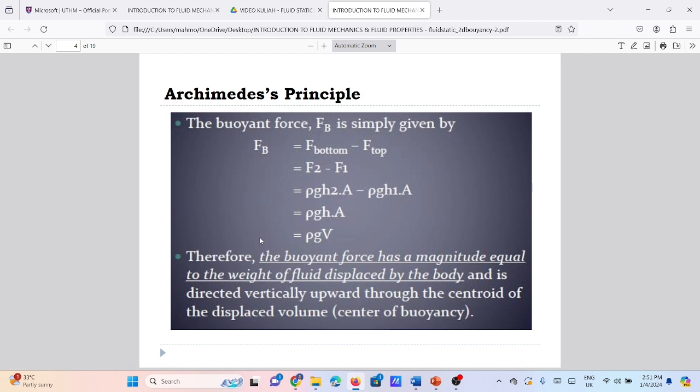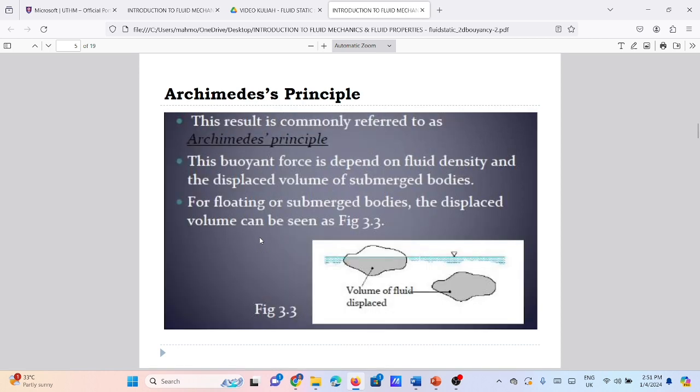The formula for the buoyant force is given by Fb equals F bottom minus F top, or F2 minus F1. So F is equal to rho gh. So we have rho g, and A times X is equal to V. So Fb equals rho gV. Therefore, the buoyant force has a magnitude equal to the weight of fluid displaced by the body and is directed vertically upward through the centroid of the displaced volume. So the result is commonly referred to as Archimedes' principle.